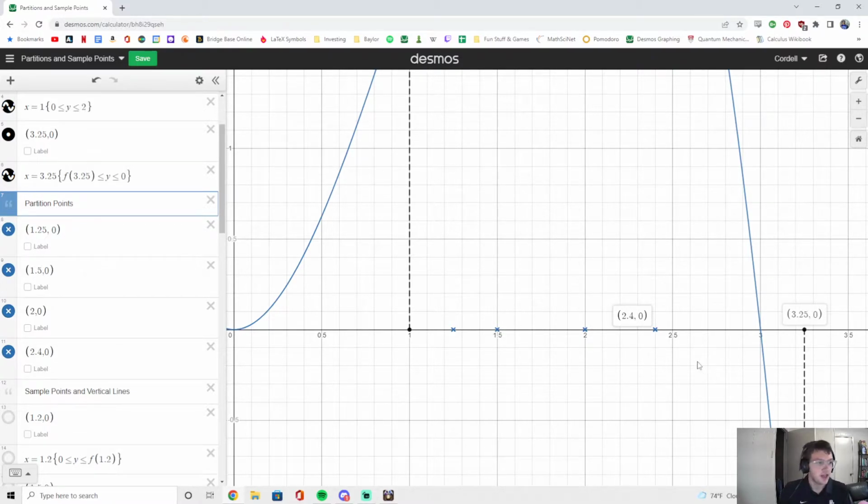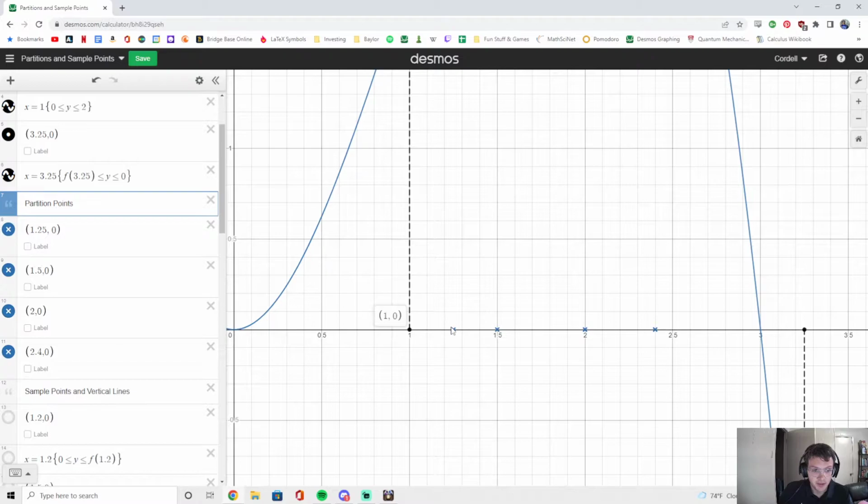Okay, we can pick as many or as few partition points as we want. The only thing that's stipulated is we have to pick the first endpoint and this last endpoint. Okay, this is just the partition that I chose. With that in mind, we can figure out the length of each subinterval.